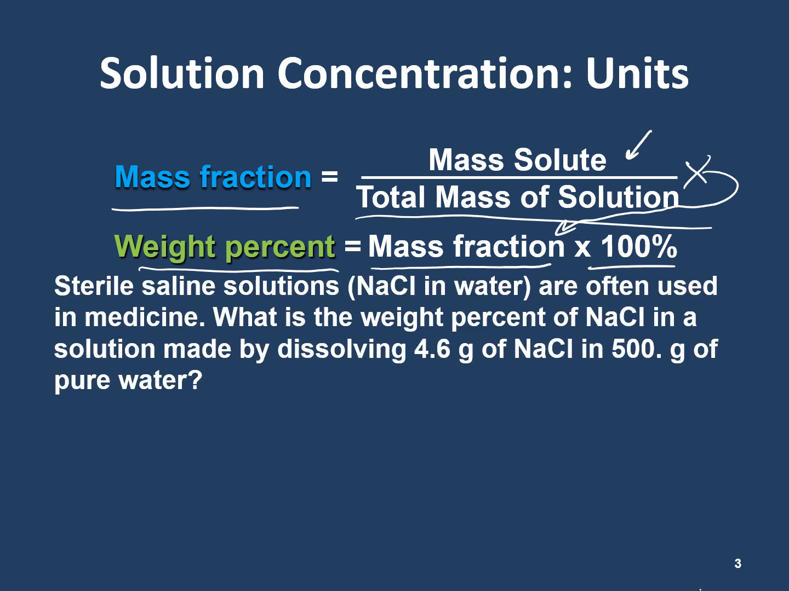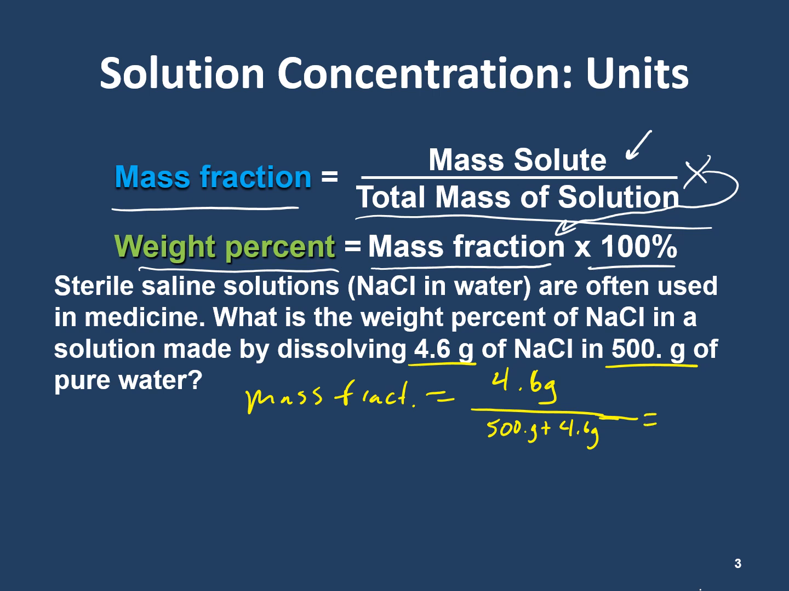So if we wanted to do a problem involving this, we could say, hey, we have a sterile saline solution, NaCl in water. They're often used in medicine, and we'll talk about why we have to have the salt in the water and not just pure water going into our IV bags later on in the chapter. What is the mass percent or weight percent of NaCl in a solution made by dissolving 4.6 grams in 500 grams of water? So if we want to do this, let's calculate our mass fraction first. That's going to be equal to 4.6 grams divided by the total mass, which is not 500, it's 500 grams plus 4.6 grams.